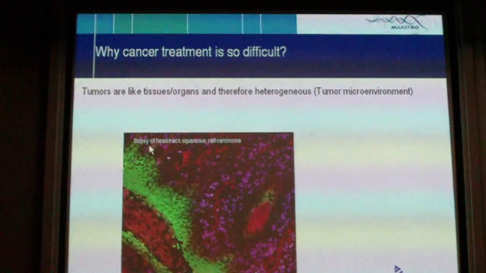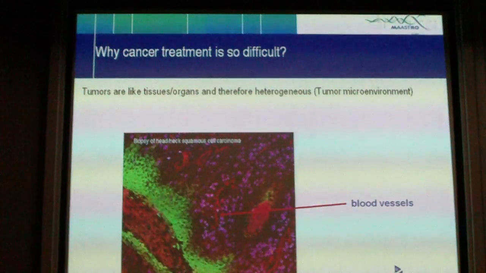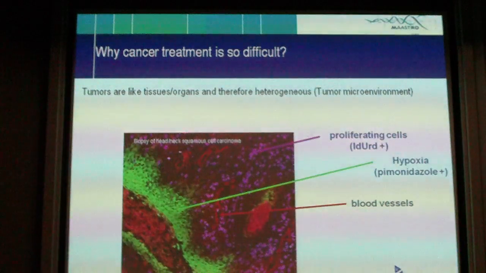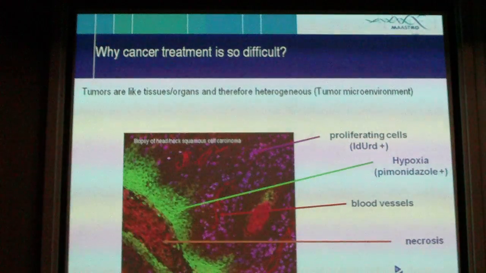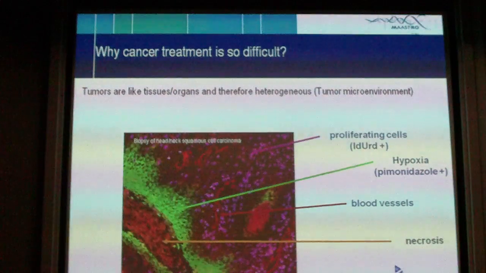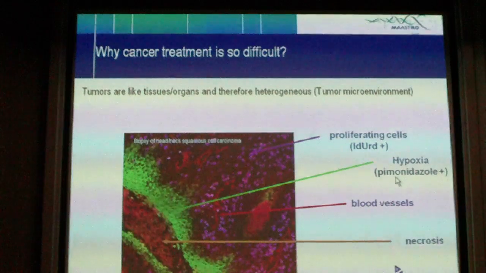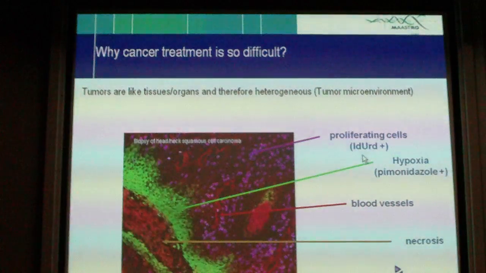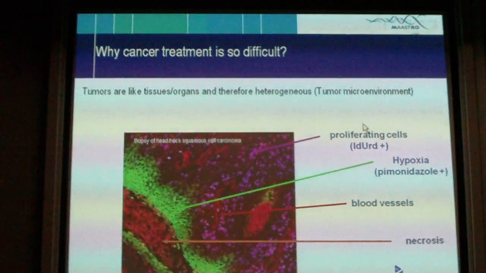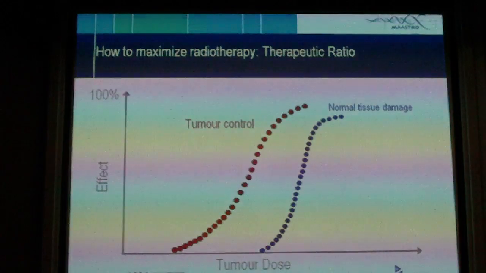So this is a biopsy of a head and neck squamous cell carcinoma, stained for different markers. In red it's a blood vessel, purple shows the proliferating cells, green shows the hypoxic cells, and here in orange is the necrotic cells. So at a microscopic level, the tumor is very heterogeneous. And we showed before that hypoxic cells are resistant to radiotherapy. When you have fast proliferating cells and you irradiate them, they even proliferate faster. So the tumor is not a homogeneous entity, but very heterogeneous. This is also one of the reasons why cancer treatment is so difficult.